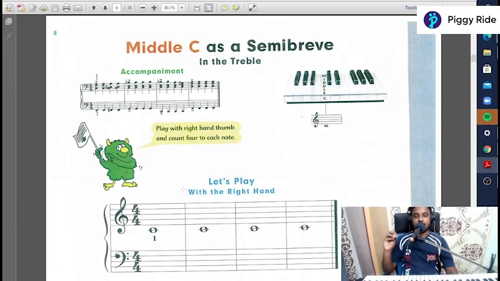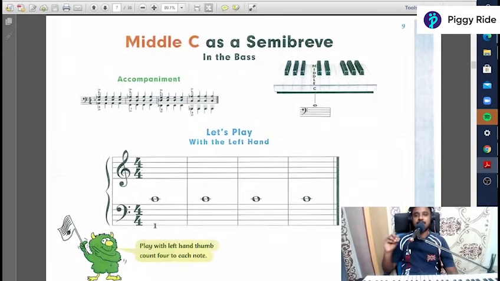Okay, so now, why we played this song in the right hand is because it is on the treble clef. So we used our right hand thumb finger to play this song. Now we will see the same middle C as a semibreve in the bass clef. So the same C is there, C4, but these notes are in the bass clef. So bass clef means we need to play with our left hand, and the number is 1. That means we need to use our thumb finger on the left hand.